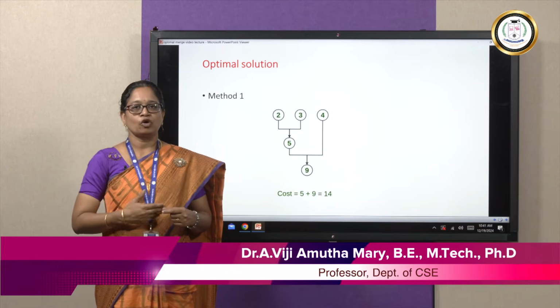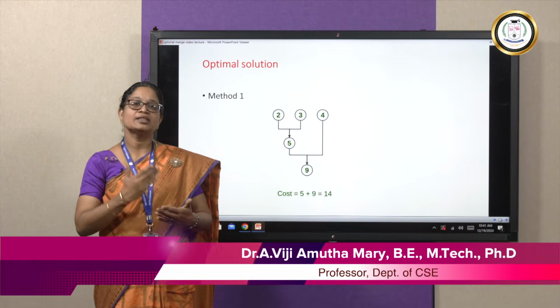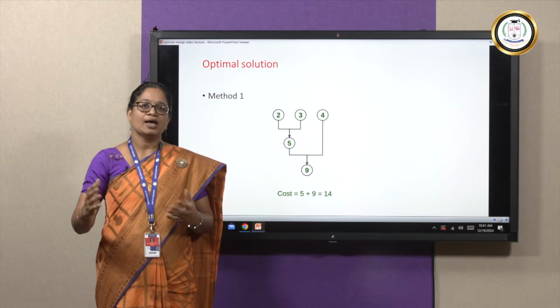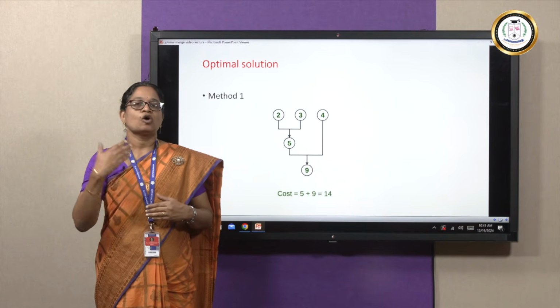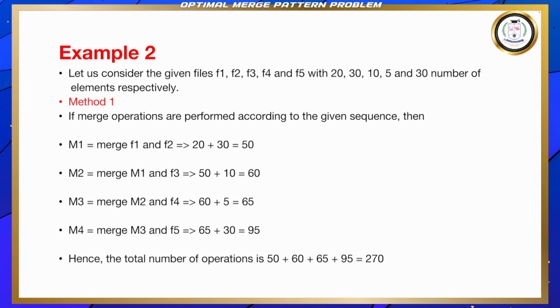So here we are following the greedy approach. We make the best choices at each step and finally we come up with the optimum solution. Let's take another example so it will be easy for you to understand. Here 5 files are given with different sizes, F1, F2, F3, F4, F5. The sizes are also given.